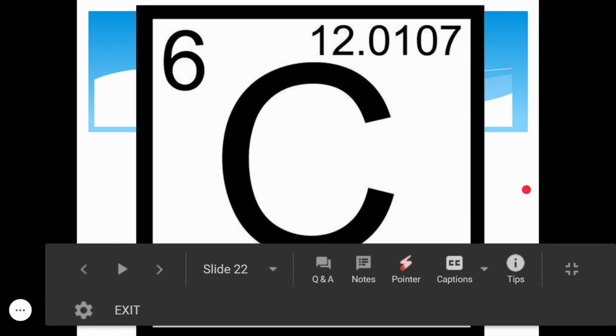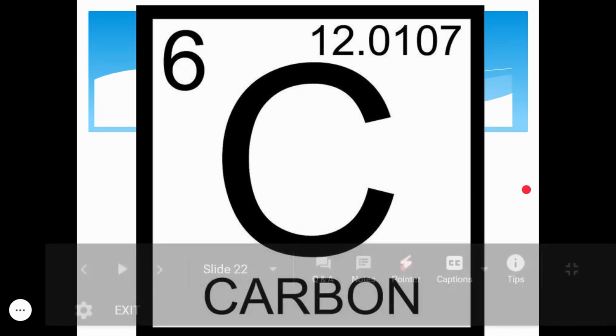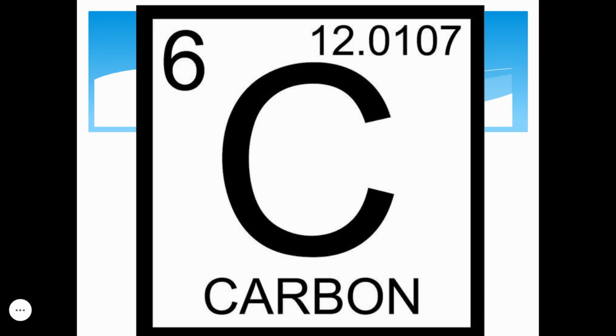I also want you to understand that carbon is the star of the show. These reactions could not happen without something called the carbon cycle. The carbon cycle is a set of reactions that occur by carbon based molecules rearranging to form glucose.